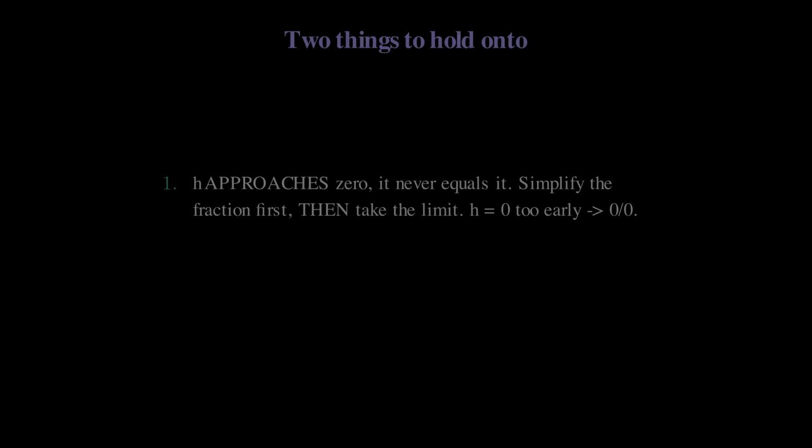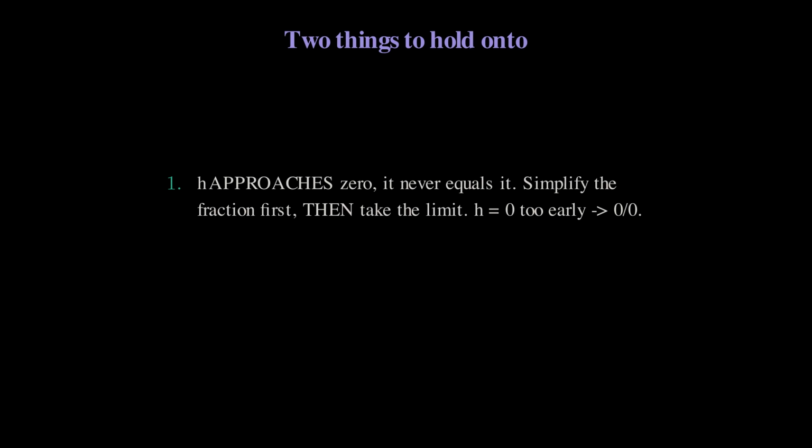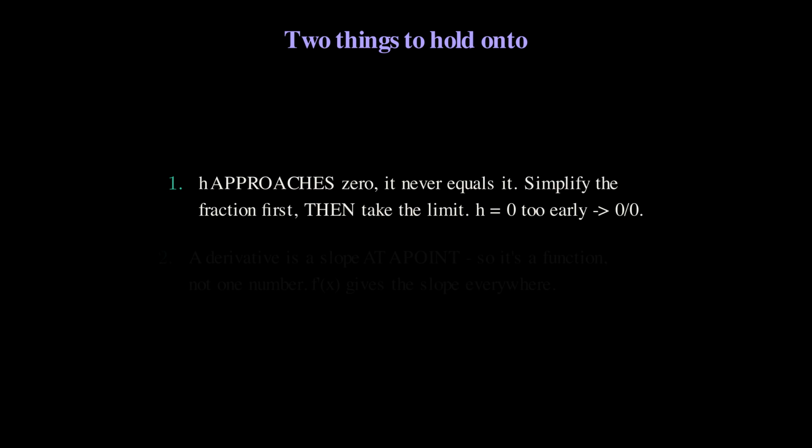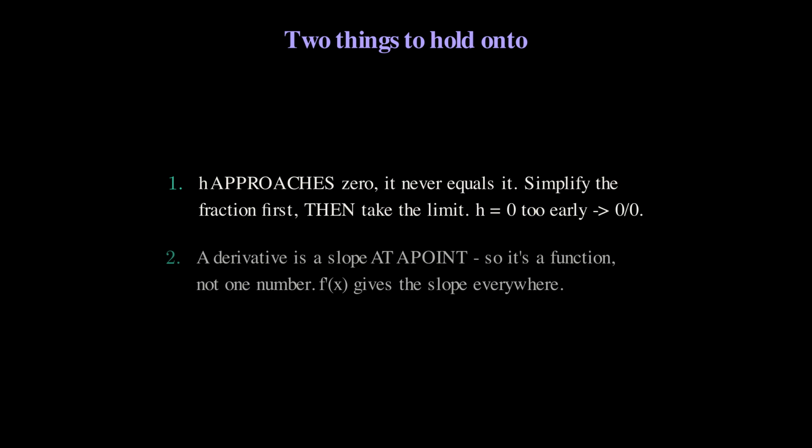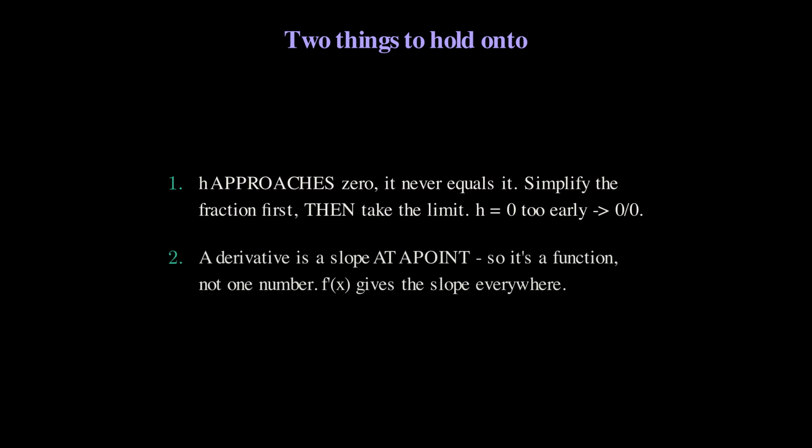Two things to carry with you. First, h approaches 0, but never equals it. So simplify the fraction first and take the limit last. Set h to 0 too early, and you get 0 over 0, which says nothing. Second, a derivative is a slope at a single point, which means it is a function, not one fixed number. f prime of x hands you the slope everywhere at once. Hold those two, and first principles is yours.